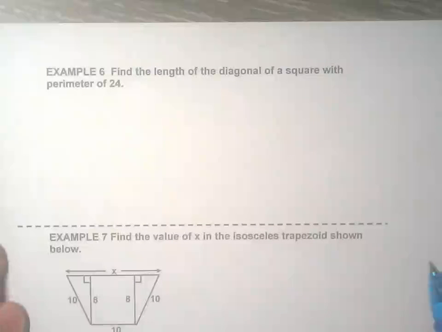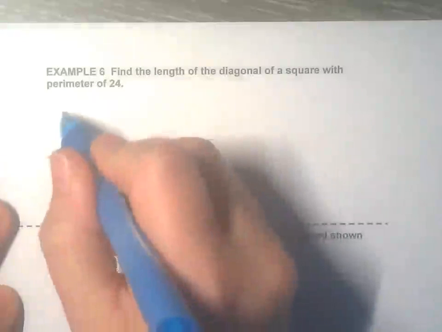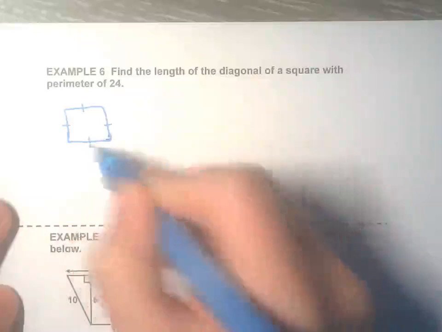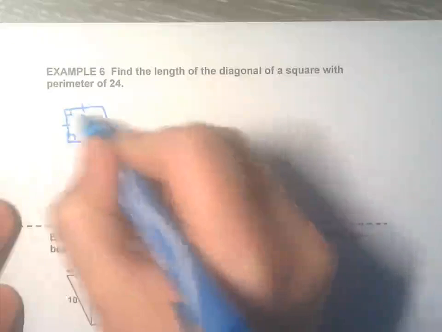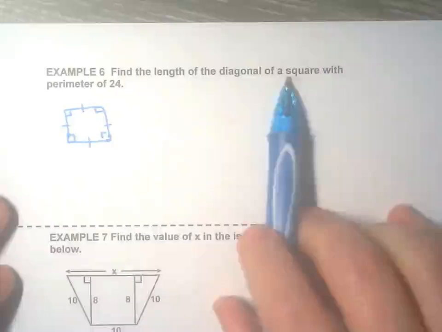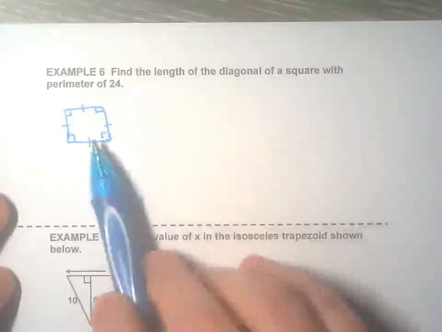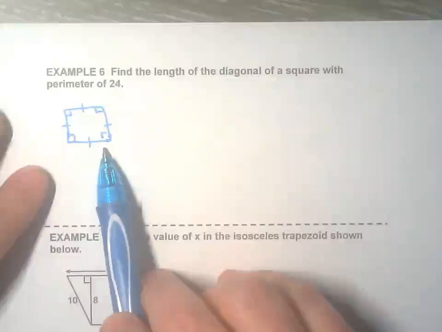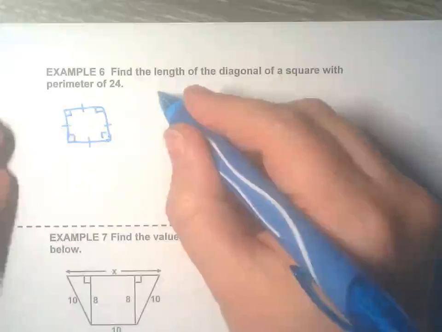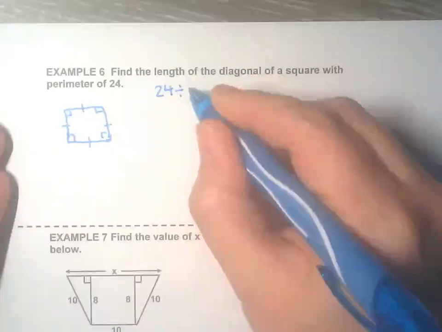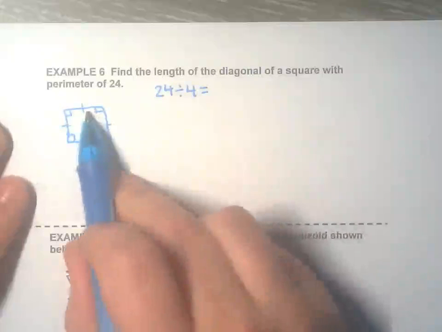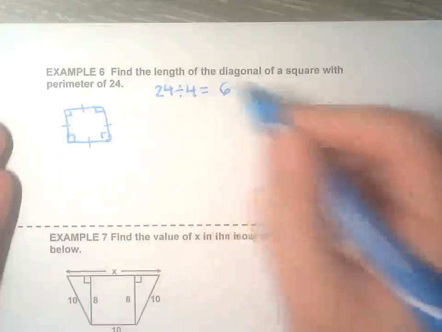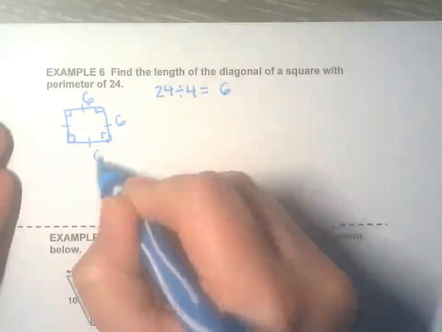So we need to find the length of a diagonal of a square. I know I have a square, and by definition, in a square all four sides are congruent, and all four angles are right angles. The perimeter of this square is 24. Remember, the perimeter is when you add up all the sides. With all four sides being the same, I only need to do 24 divided by 4 to get the length of the side of the square. So 24 divided by 4, I have 6. Therefore, all four sides of my square are 6.